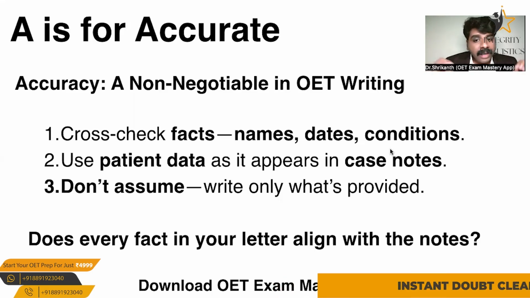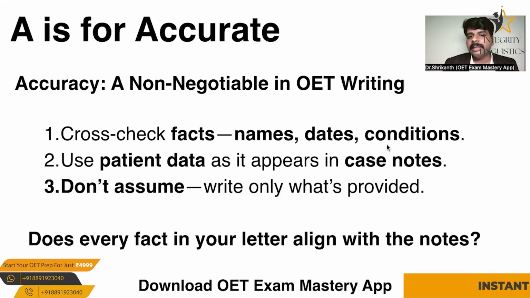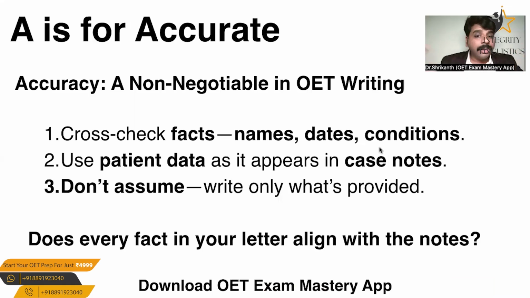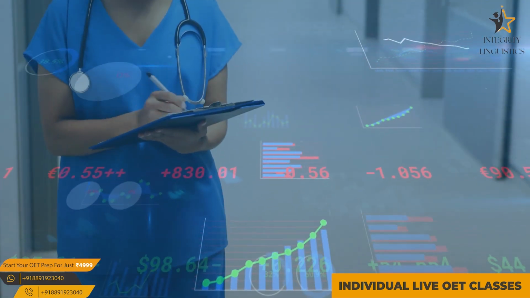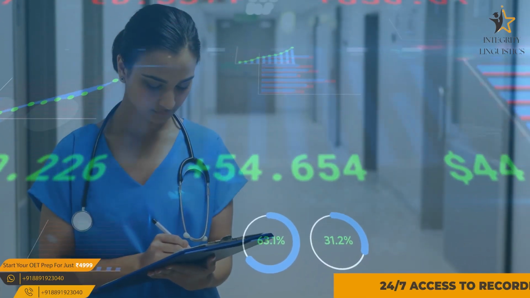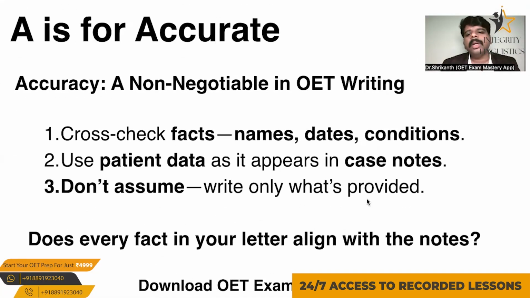When you write this information into your letter, along with really good English, you need to make sure the names, the dates, the conditions, and all the very important medical information, the medicines, the side effects, etc., all the relevant information is reported accurately. Even if your English is good, if you write inaccurate data, your scores will be much less. Use the patient data as it appears in the case note. What you see in the patient care data is exactly what is required to be written in your letter. Do not assume, write only what's provided.